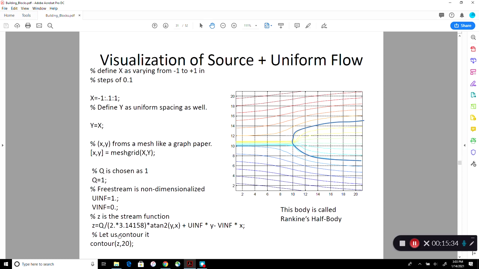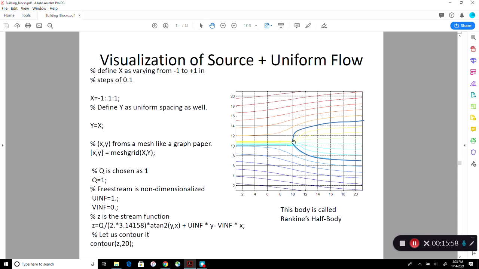Then if you ask Matlab, they have a built-in function called contour. I want 20 contours. Then you'll roughly get a contour that looks like this. These lines are the streamlines. As they approach the origin, they will move away from there, because the source here is generating flow that's pushing the streamlines away from it.